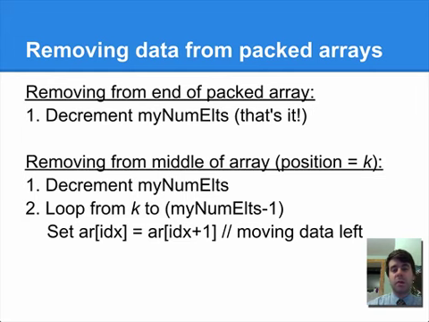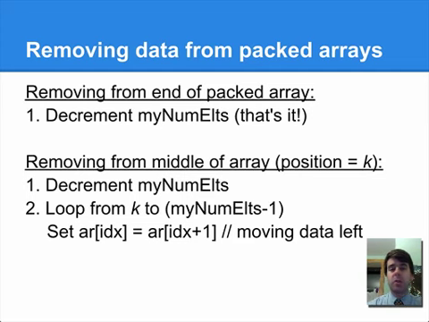If you're going to remove something from the middle of a packed array, again, that makes things a little more complicated. Taking something out of the middle of a packed array creates a hole, and we have to fill that hole. And the way that we're going to do that is the opposite of what we did for adding. So we're going to start looping, this time from left to right, starting at the spot where we removed something.